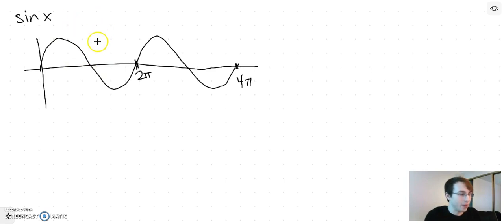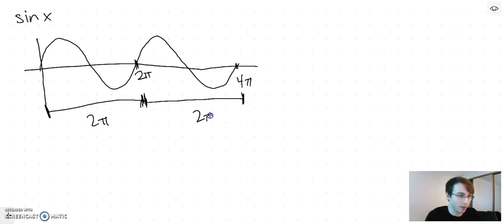So the period is how long it takes to repeat itself, how long it takes to repeat a copy. So period is from here to here, that's 2 pi, and then from here to here again, that's another 2 pi. So period is 2 pi.